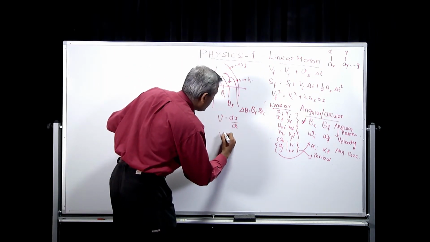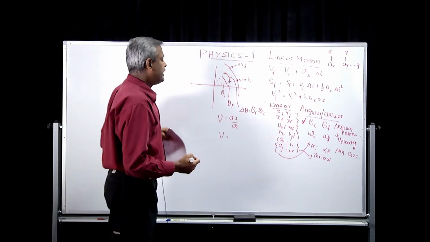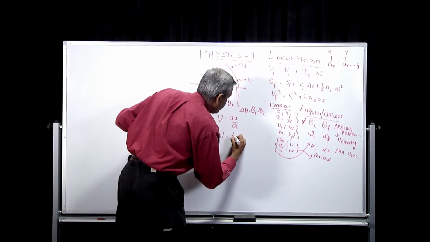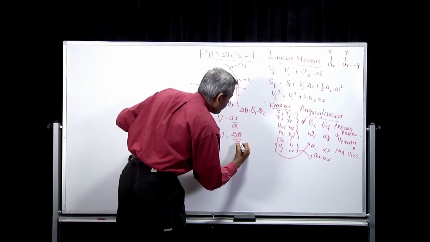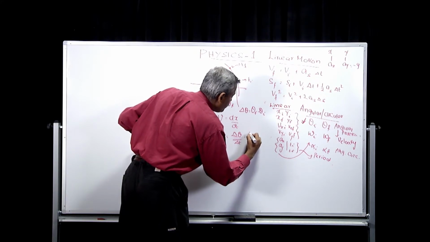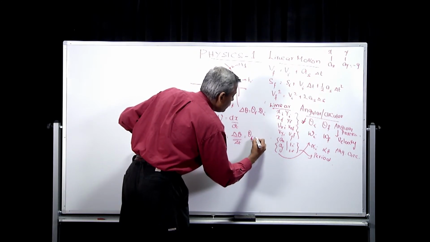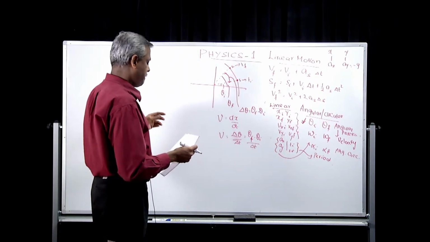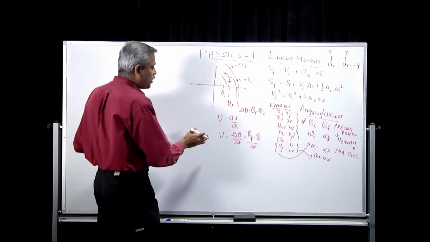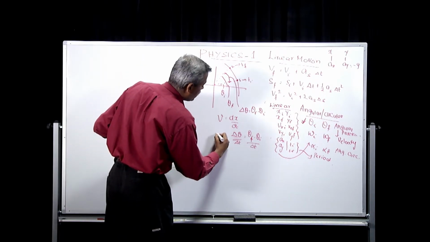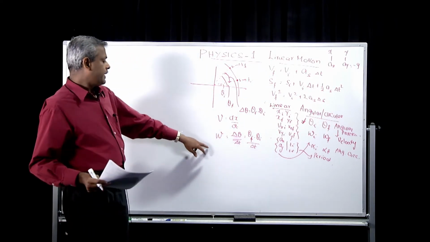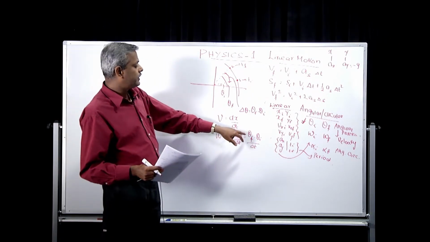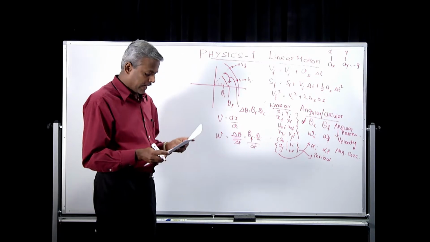The angular velocity is angular displacement, that is delta theta over delta t, or you can say theta final minus theta initial over delta t. I am going to replace this linear velocity with angular velocity, that is called omega. Omega is angular displacement over time, or theta final minus theta initial over delta time.